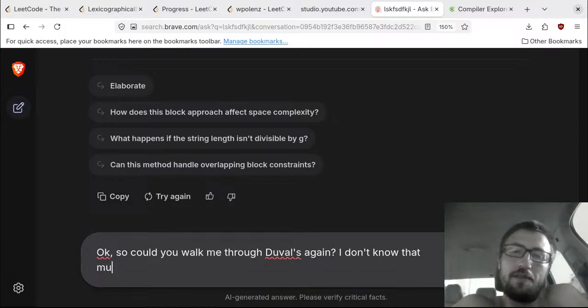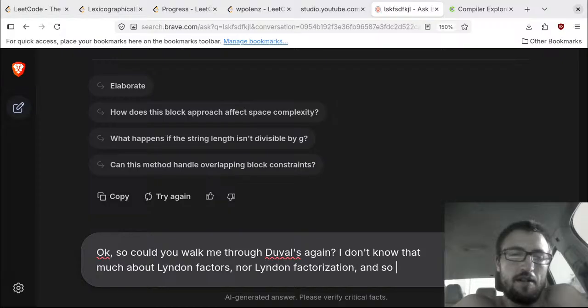Don't know that much about Lyndon factors nor Lyndon factorization. So this is a bit new to me.